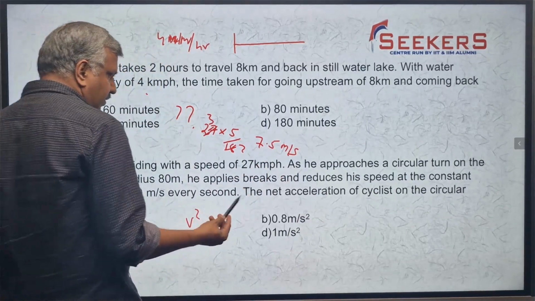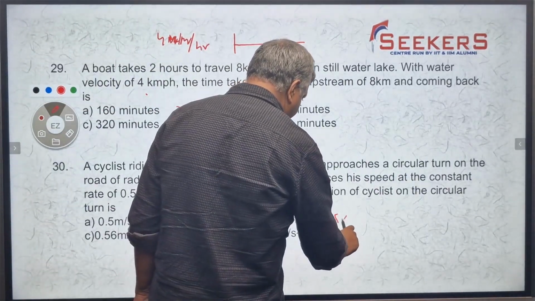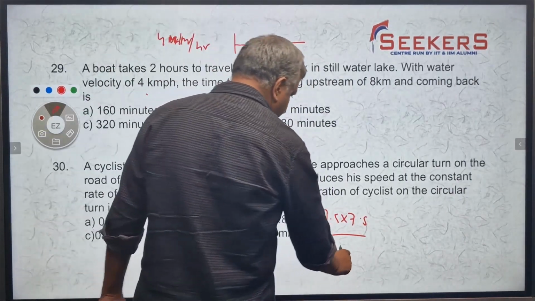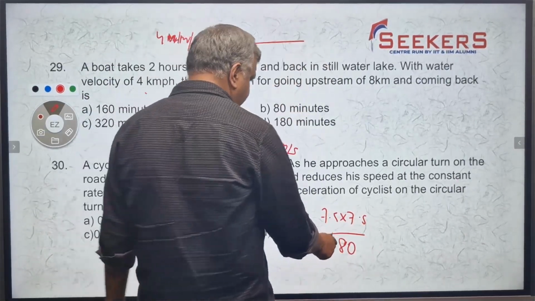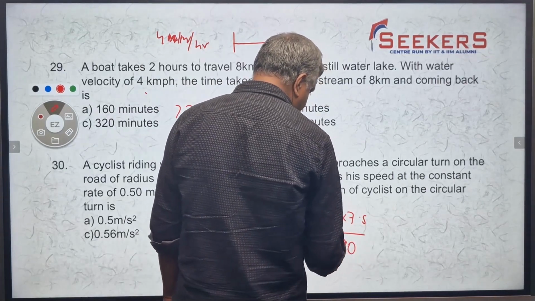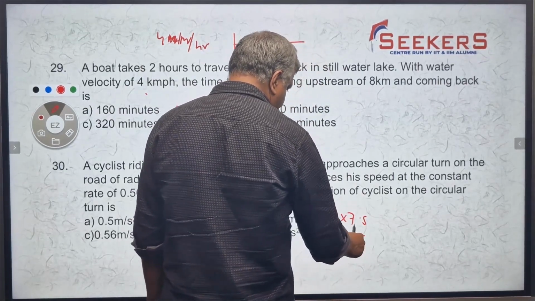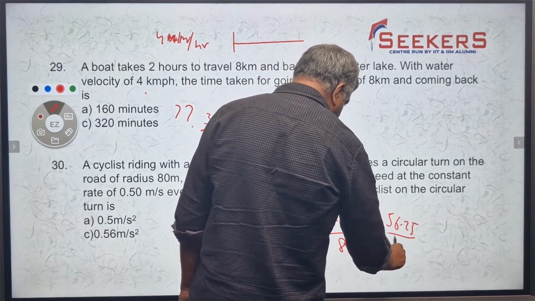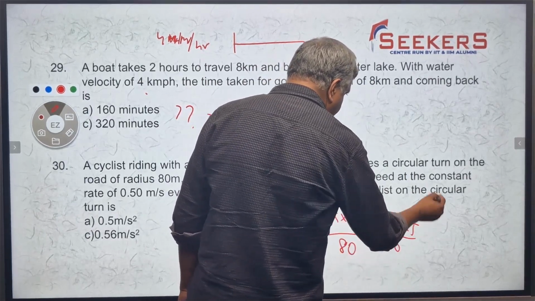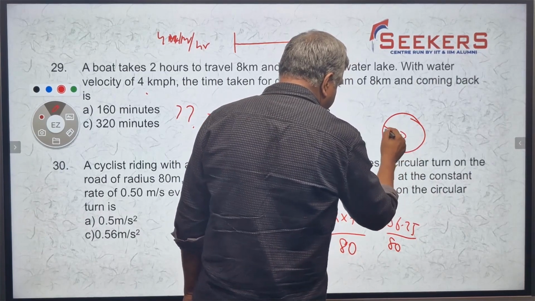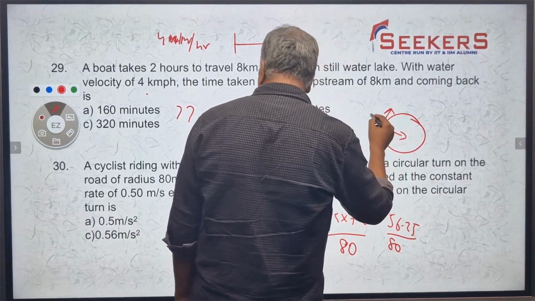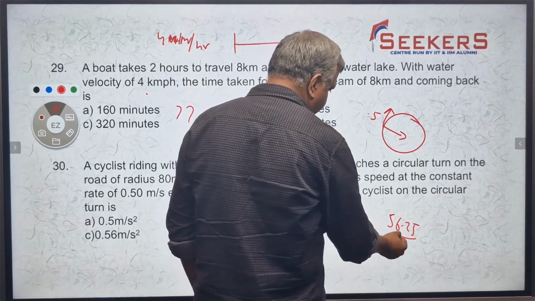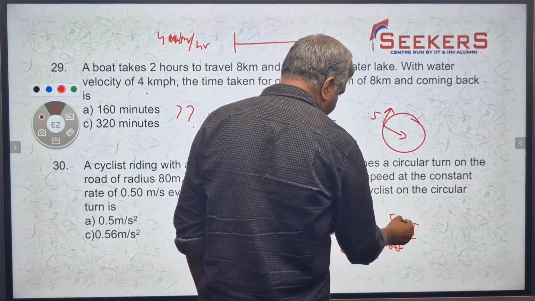So 7.5 into 7.5 divided by radius, which is 80 meters. So this is the centripetal acceleration. If I find this out, 75 into 75 is 5625. So that is 56.25 divided by 80. So this will be the acceleration towards the center, and there is a radial acceleration of 0.5. So the resultant will be close to 7 times 56. 8 into 7 will be 56.